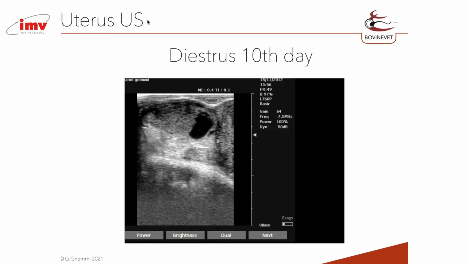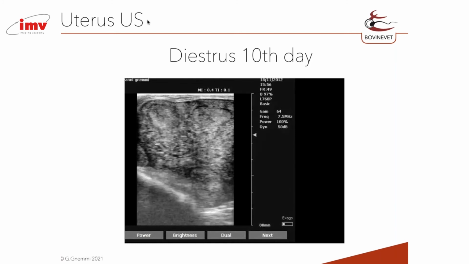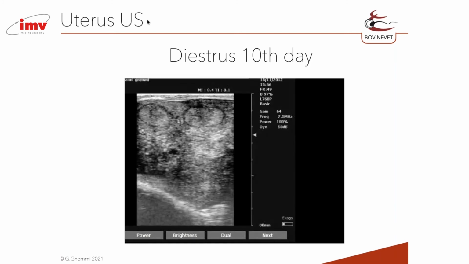At day 10, the dominant follicle of the first follicular wave has arrived at the maximum size. So we are speaking of follicles between 17, 18 and 20 millimeters. We have a very big corpus luteum, 18, 20, 22 millimeters, and the thickness of endometrium and myometrium is the same. In this case, you have seen a very big cavitary CL with a big cavity.